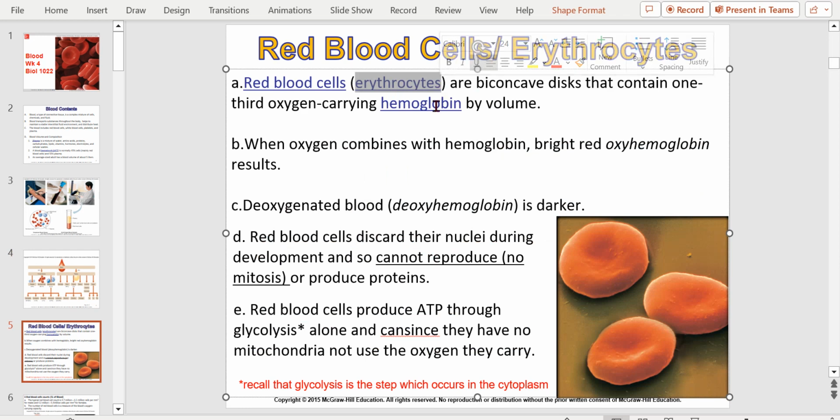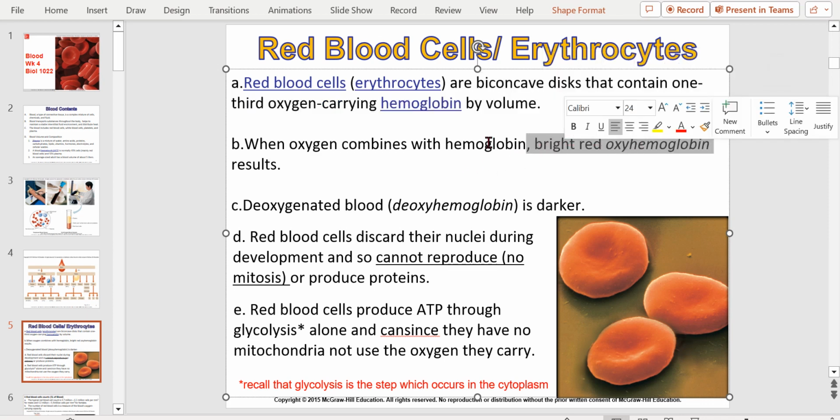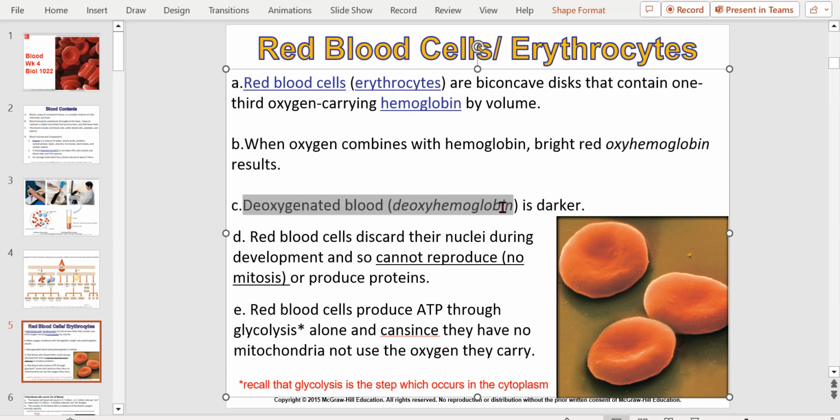Erythrocytes, a beautiful word for an RBC, interchangeable, know it for sure. These are biconcave discs. You can see there's kind of a hole in the middle, and that's the same on either side. It's like a donut that's about to have its hole punched out. These biconcave discs contain about one third oxygen-carrying hemoglobin by volume. When the oxygen combines with hemoglobin, it turns bright ruby red, oxyhemoglobin. Deoxygenated deoxyhemoglobin tends to be a little darker.